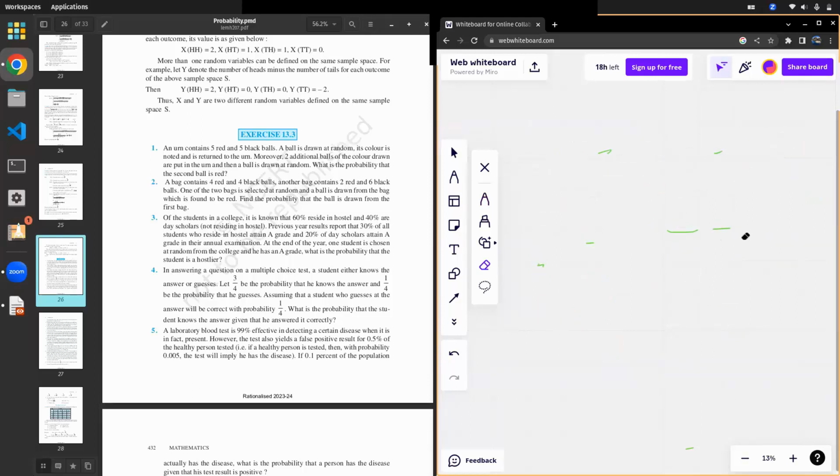The second question: a bag contains 4 red balls and 4 black balls. Another bag contains 2 red and 6 black. One of the bags is selected at random and a ball is drawn from the bag, which is found to be red. Find the probability that the ball is drawn from the first bag. Let A be the event of drawing a red ball, E1 the event of drawing from the first bag, and E2 the event of drawing from the second bag.